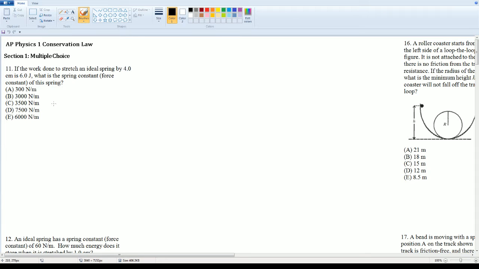Alright, so this is the AP Physics energy test. This is going over the solutions for the review sheet. This is the rest of the questions, 11 to 20. Sorry about the first video, it took too long, so I'm going to try to make this one short, okay?